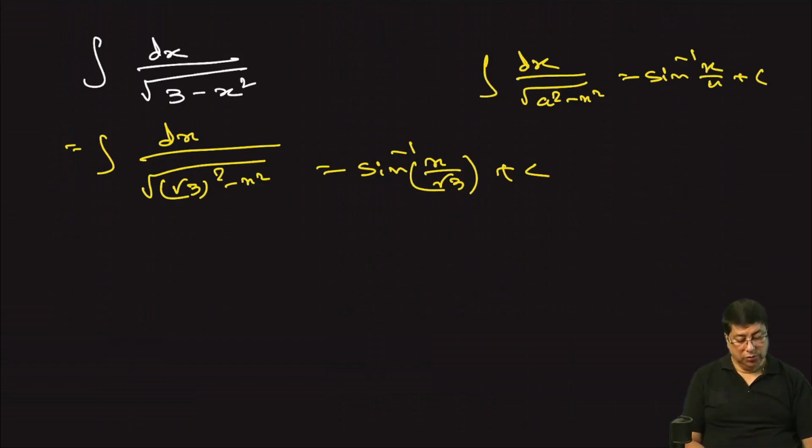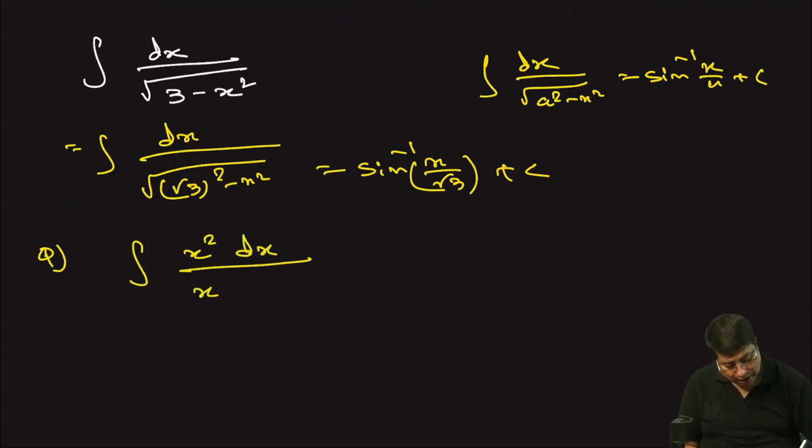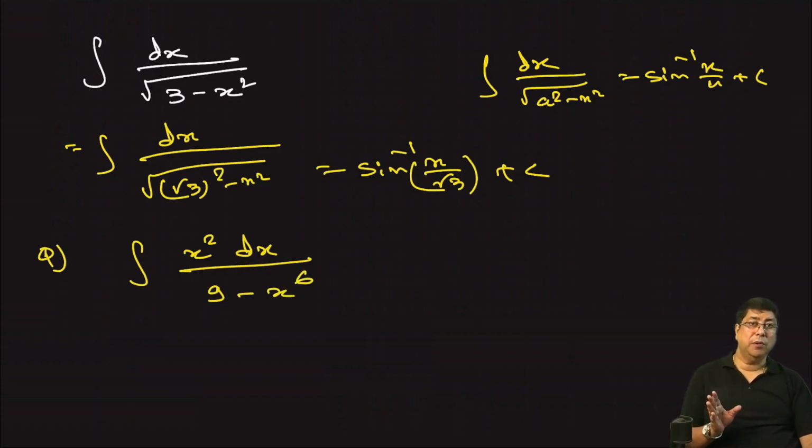Okay, suppose there is a question: x square dx by 9 minus x to the power 6. How to solve this sum? First of all, you have to remember one thing, everyone. Whatever there is in the numerator, you always have to keep in mind that target, that we have to substitute it. That should be the case in 99% of integrations. You have to think like this.